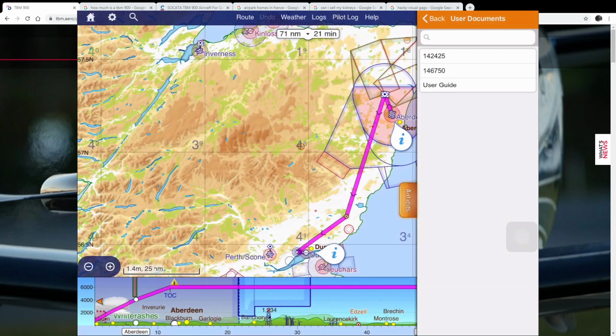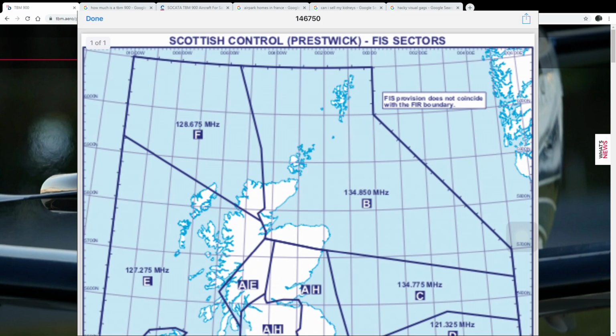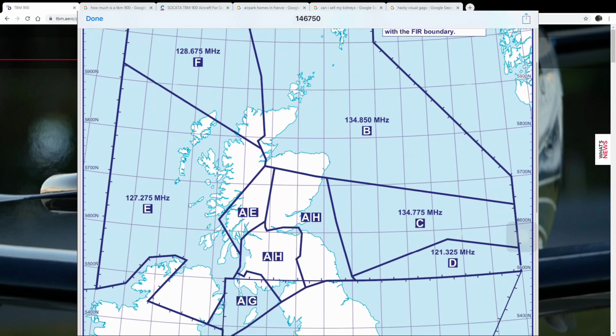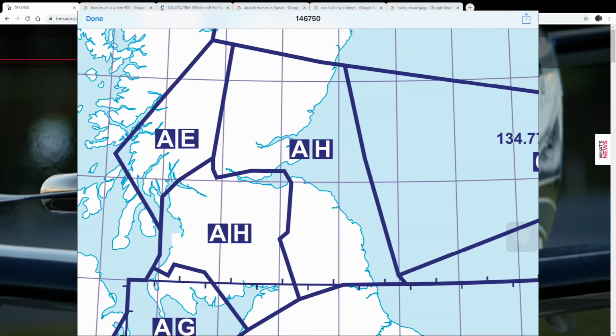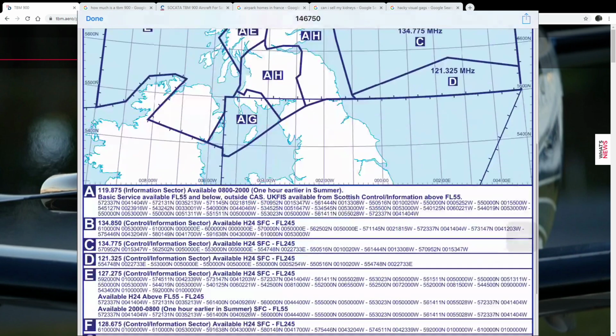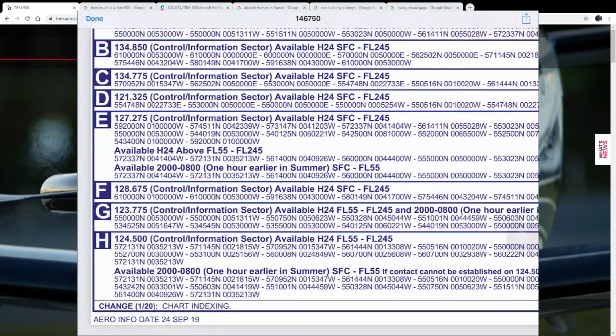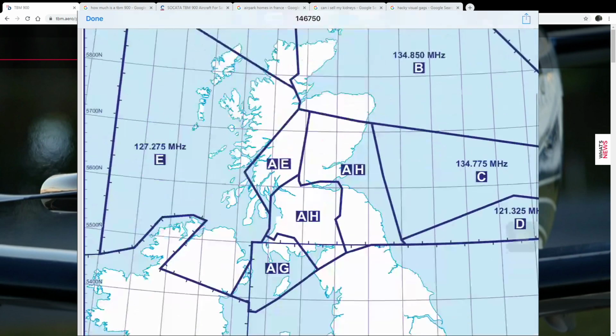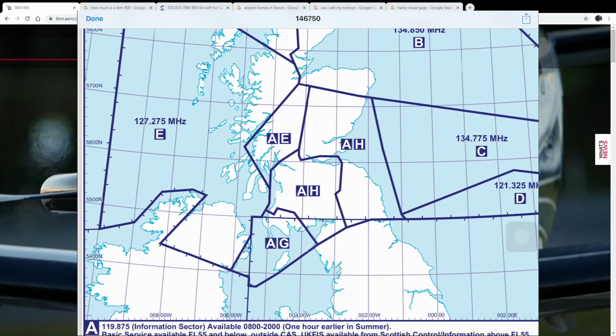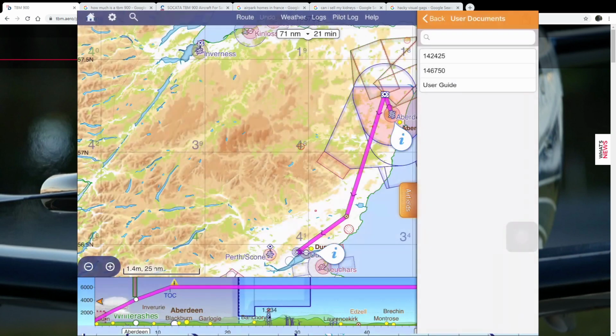Okay? If I look at Scotland instead, so the Scottish control, it's got many different sectors there. It's this area, A and H, we're interested in here. If I look at A and H, you see the A at low altitude below flight level 55 is an information sector, and H is a control information sector. So it's an air traffic controller that could give me a clearance into controlled airspace if that's what I needed to do.